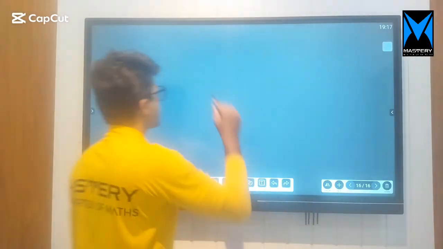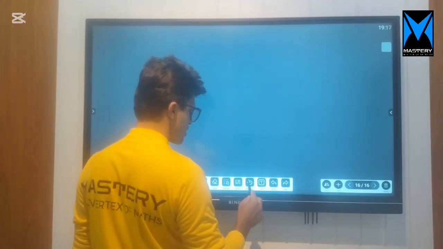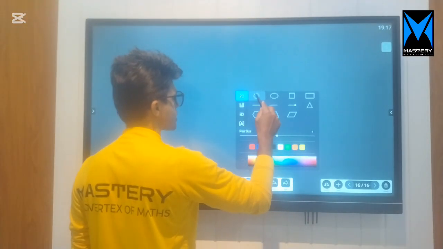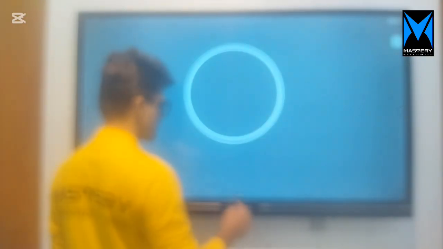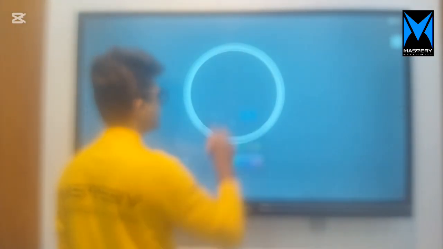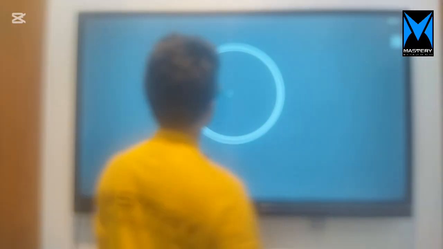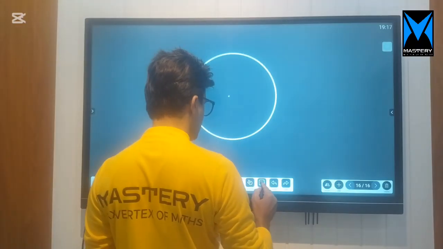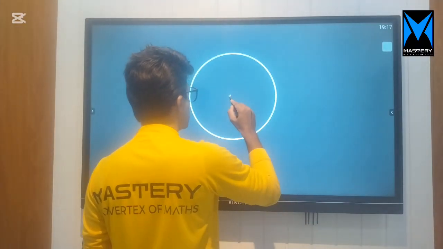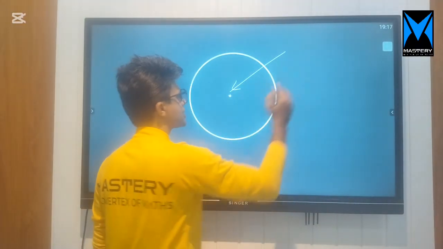Circles. What's a circle, really? A real circle is this type of one. Here is a circle. The midpoint of a circle we could name the center.